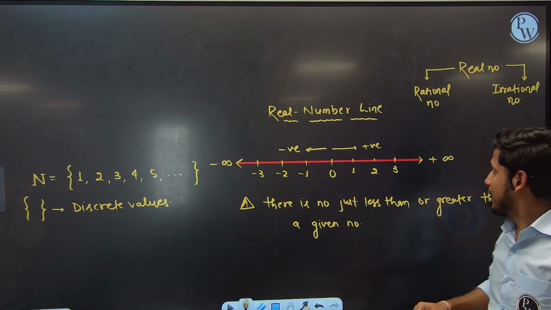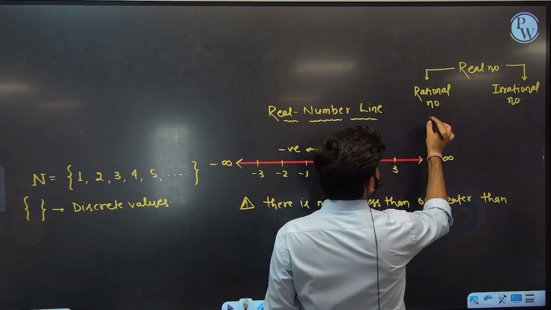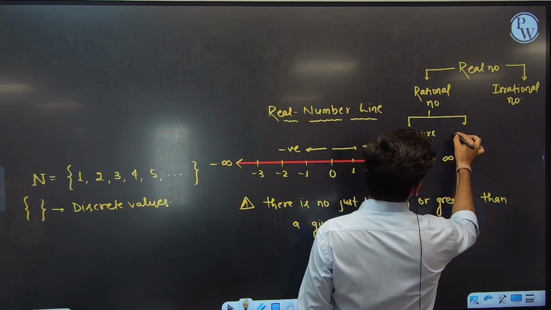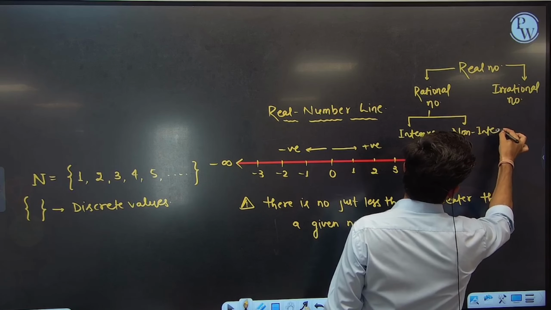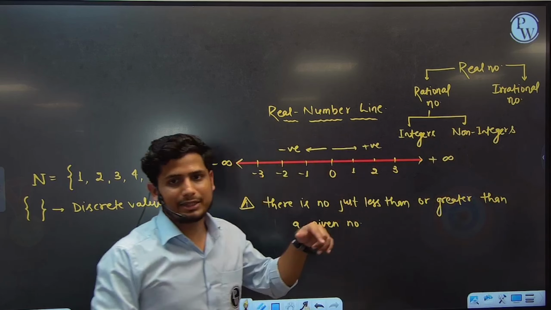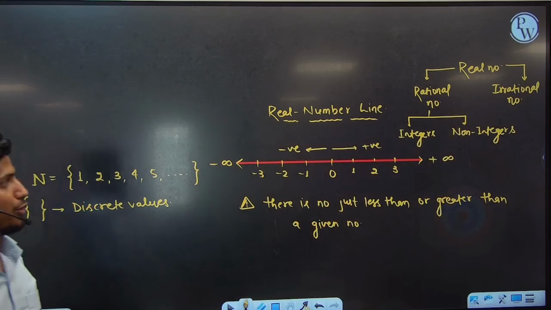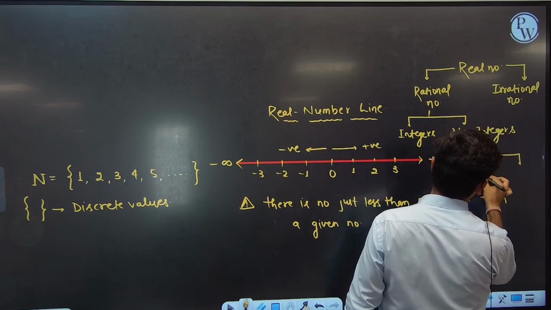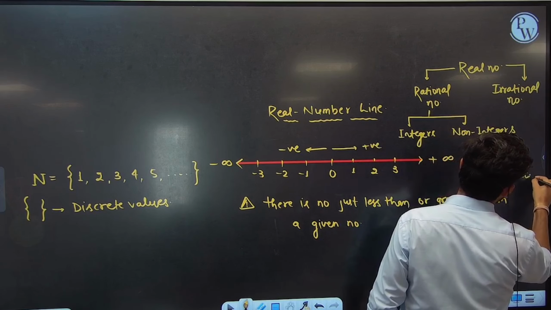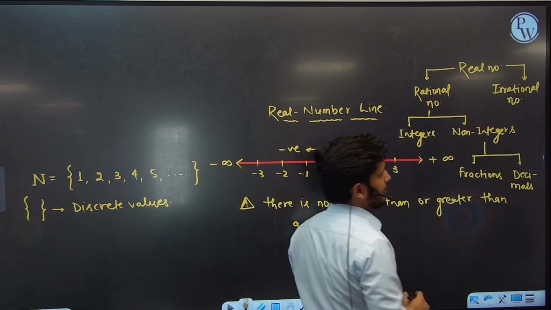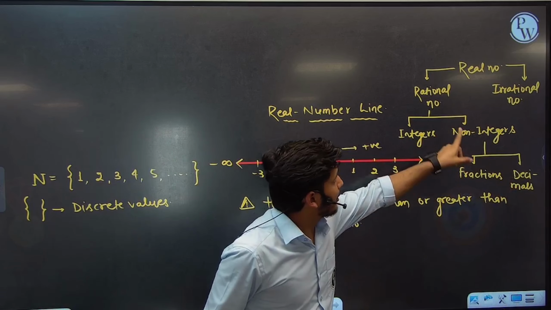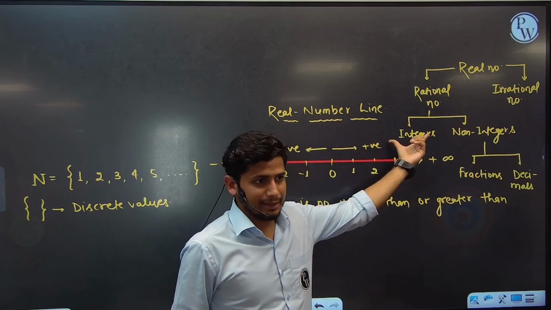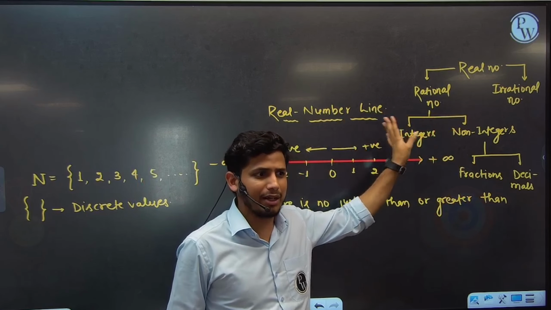Now tell me, the rational numbers are divided into two parts, integers and non-integers. Non-integers means fractions and decimals. So non-integers are divided into two parts: fractions and decimals. Natural numbers, whole numbers, and integers are parts of the integers. Prime numbers, composite numbers, even numbers, odd numbers are all included in the integers.